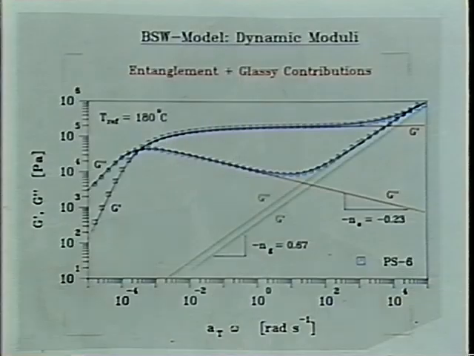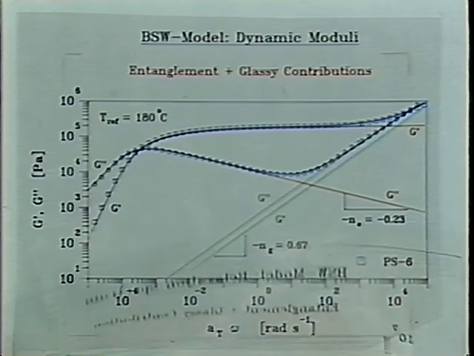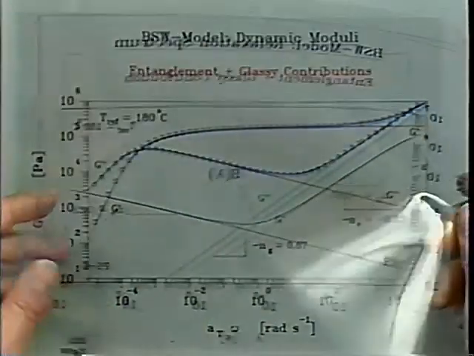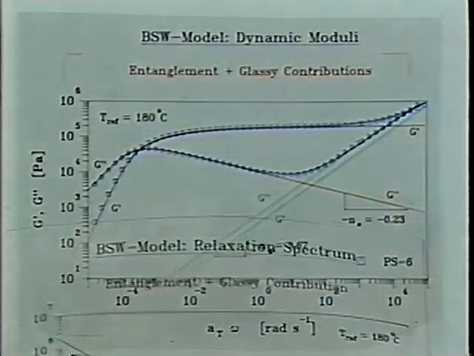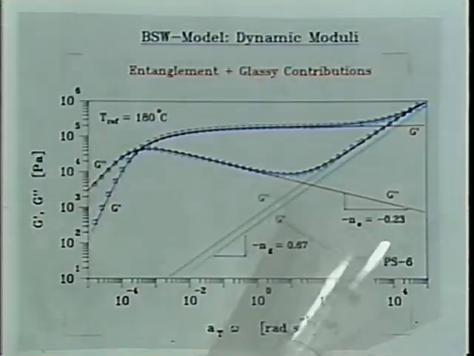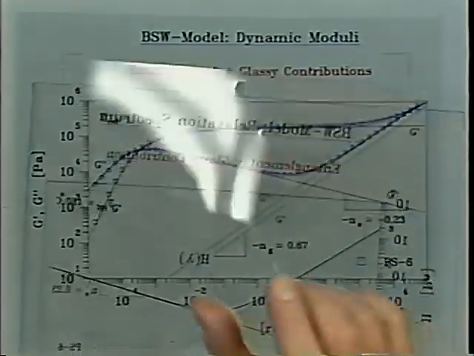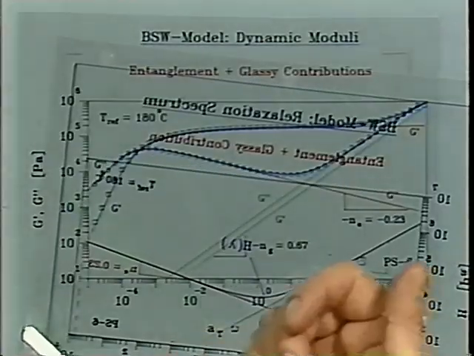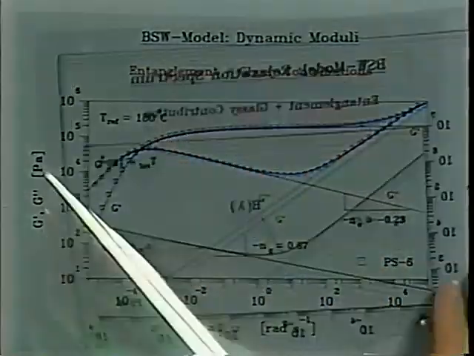Since we are looking for patterns, let me show you another puzzle. So this is the data set. We still use the Schausberger data set, polystyrene at 2.5 million, G prime, G double prime. And we compare that now with the spectrum. This is the BSW spectrum I'm using, and I'm just turning it around because omega is 1 over lambda. So we have to turn this upside down.